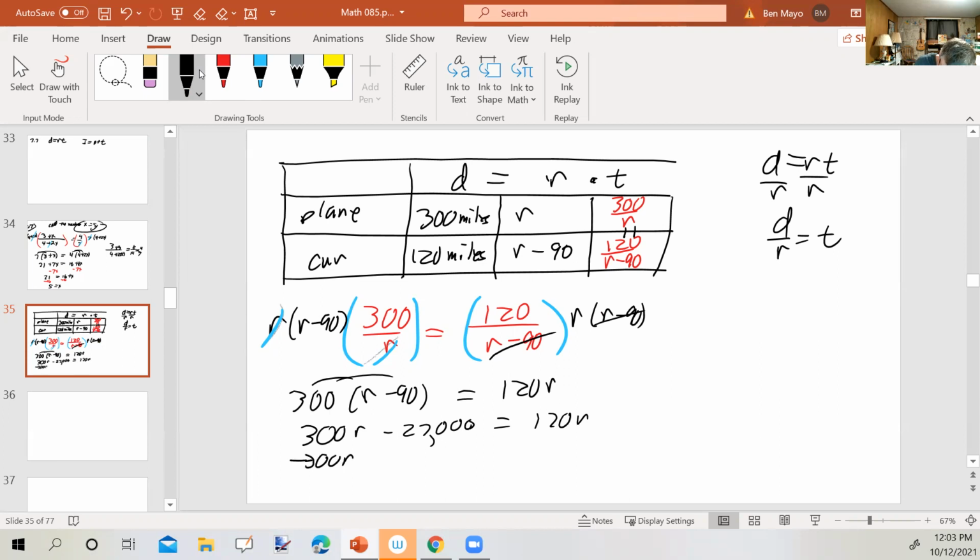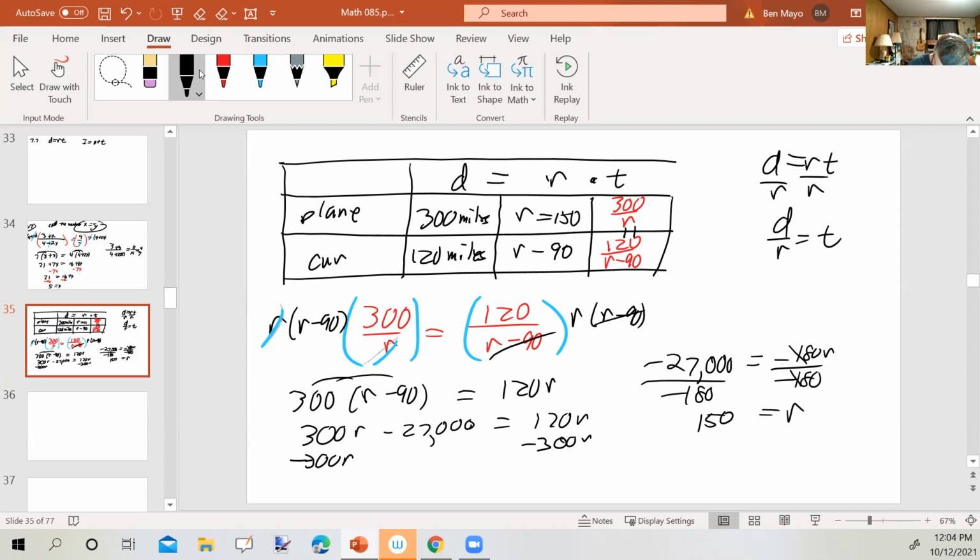Subtract 300r from both sides, and we get negative 27,000 equals negative 180r. Divide both sides by negative 180, and let's see what we get. 27000 divided by 180, we get 150. So 150, what, miles per hour. Did it say for both? It just said find the speed of the plane, 150 miles an hour. Okay.